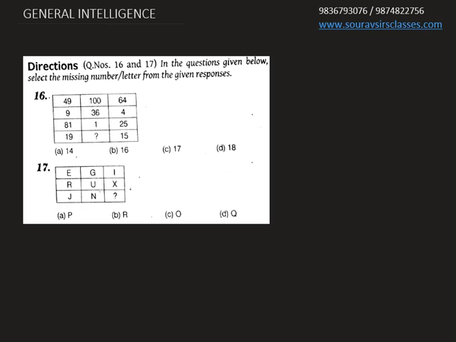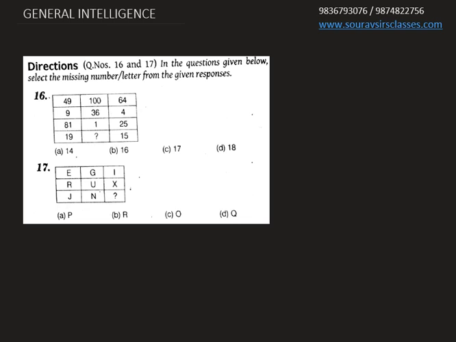Today we are going to solve some questions based on general intelligence. As we know that general intelligence is one of the most important portions in any competitive examination, and the only way to score high in this portion is practicing different types of questions. So you can practice the previous year questions, and together with that there are so many materials available online. You also can grab them and practice them.